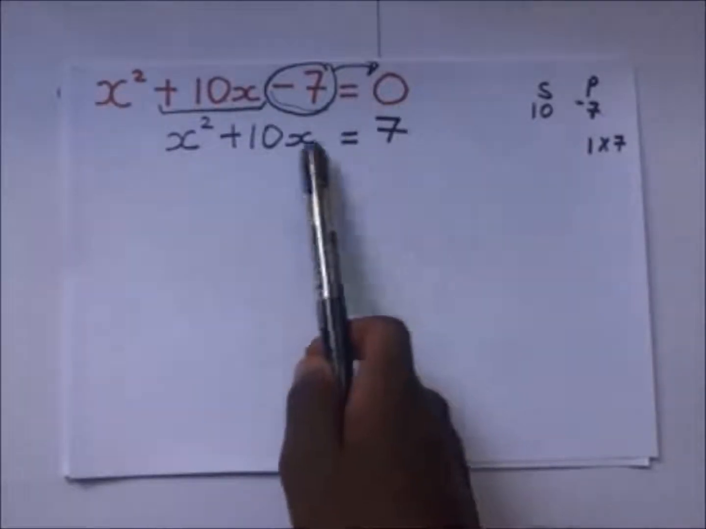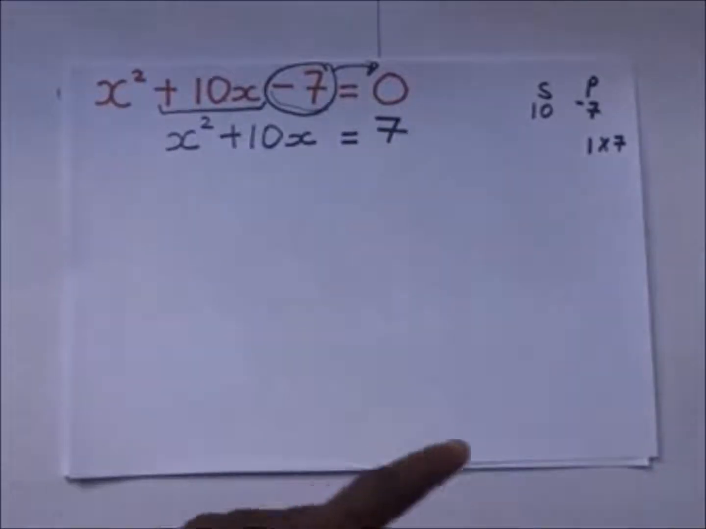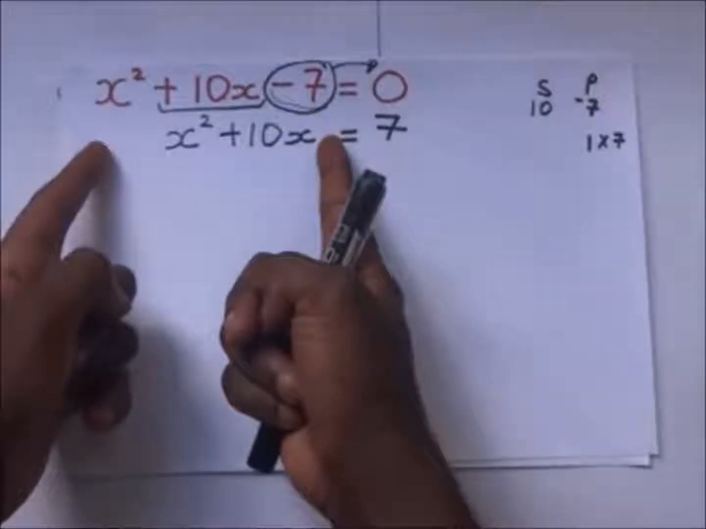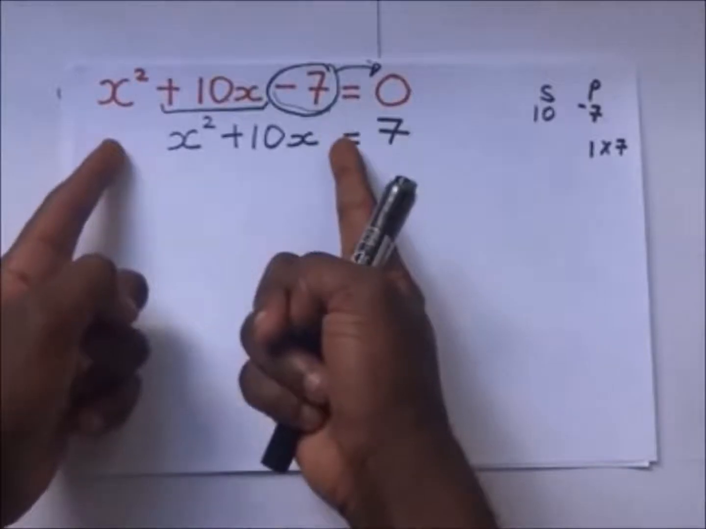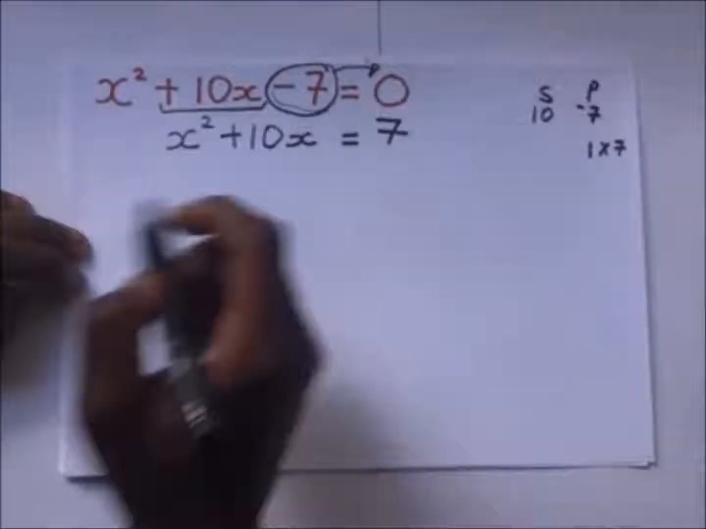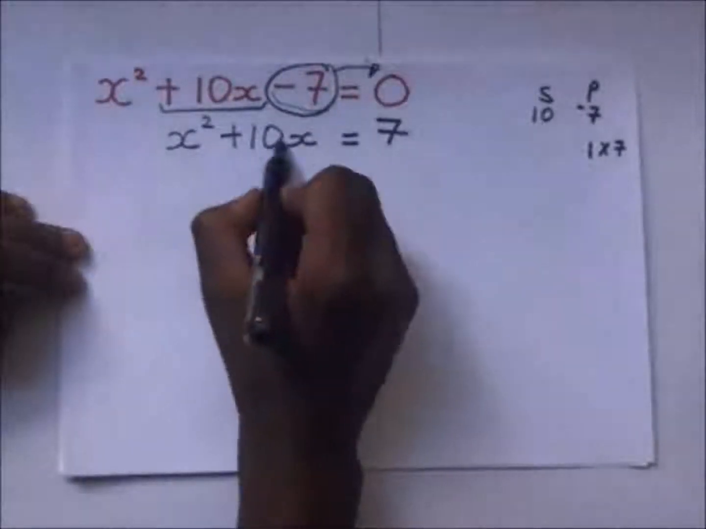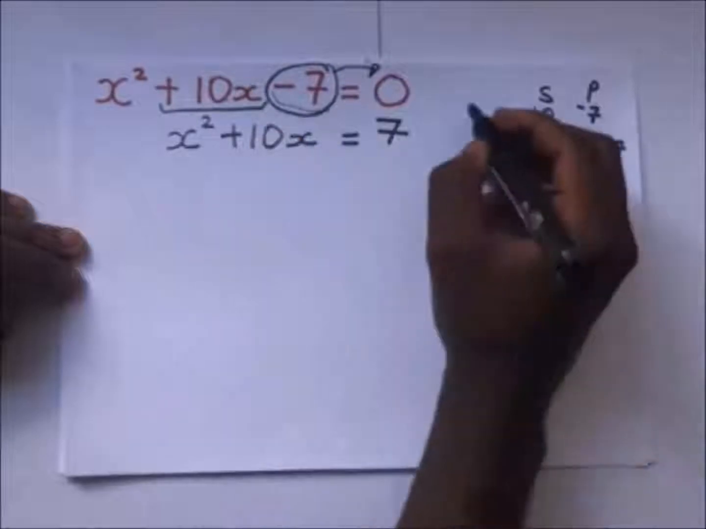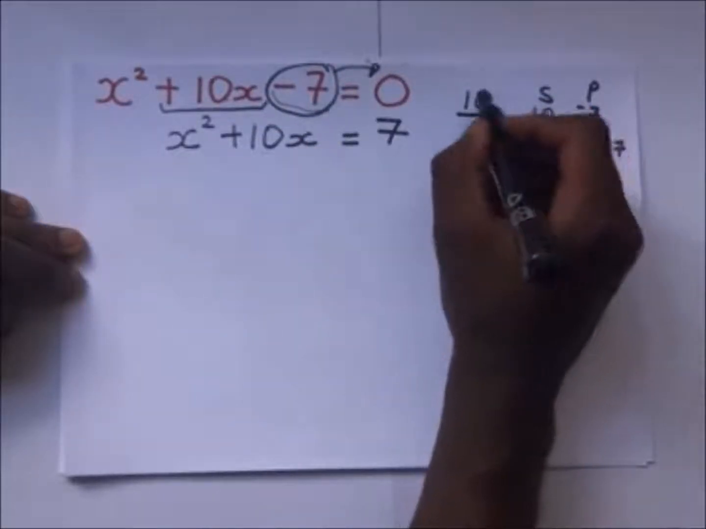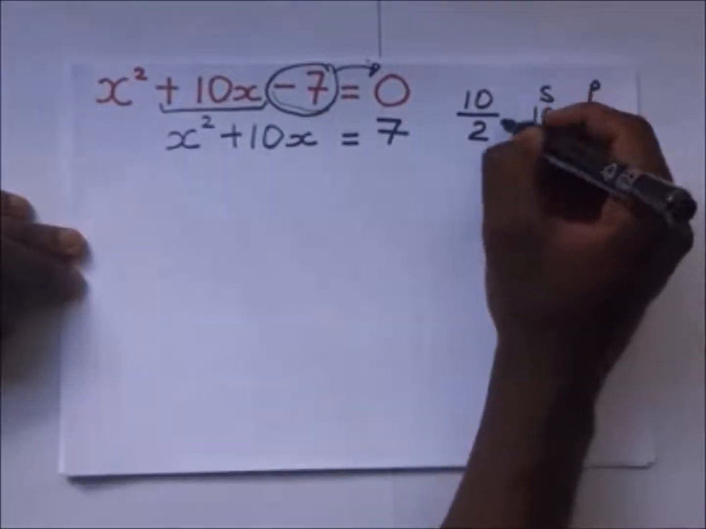When we add it on both sides of this equation, you will realize that this part of the equation has become a perfect square, and when it becomes a perfect square, then we can solve the quadratic equation. So we shall begin. We have 10x, so we get the coefficient of x, which is 10. Divide 10 by 2. When we divide 10 by 2, we get 5.